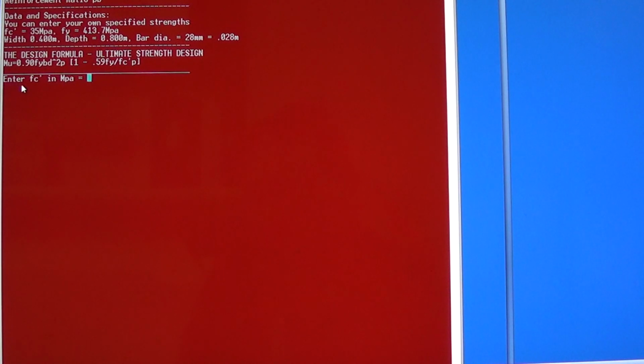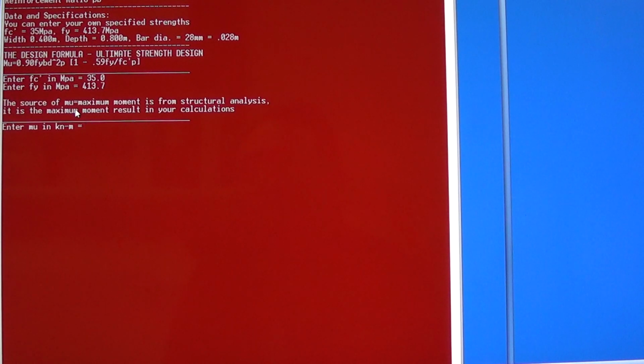Now the program is asking the strength of this concrete, this 35 MPa. Type 35. Don't forget to type 0.0 for the float. And then FY is 413.7 MPa. Alright, and then the source of the maximum moment is from the structural analysis.